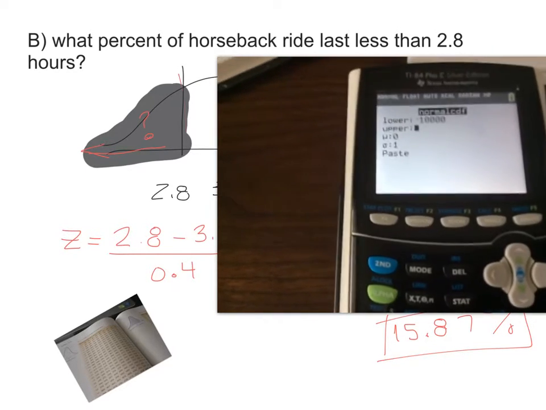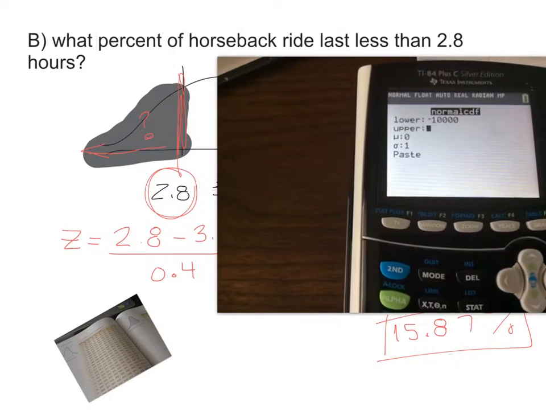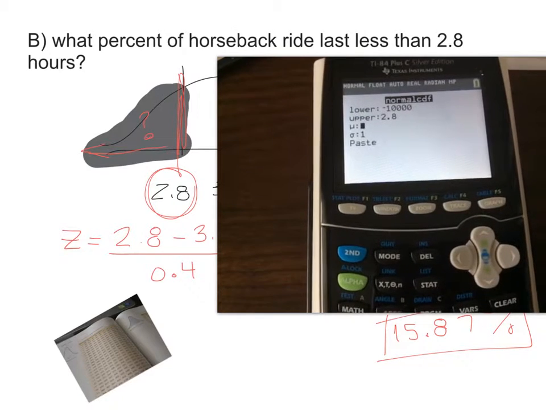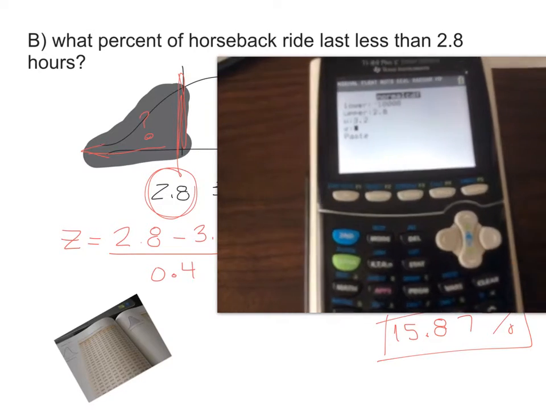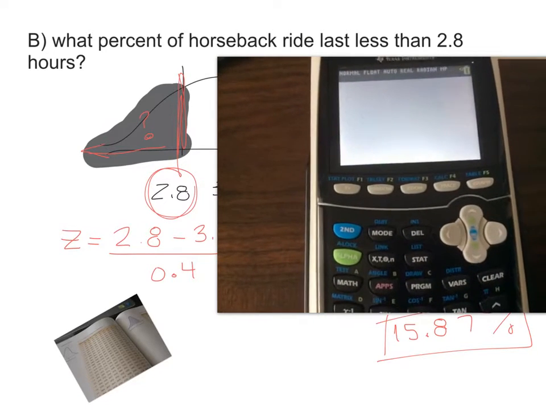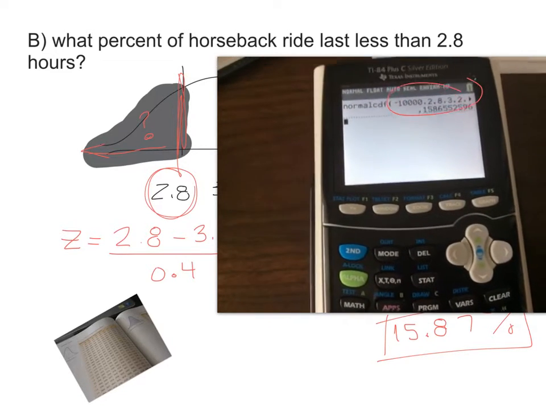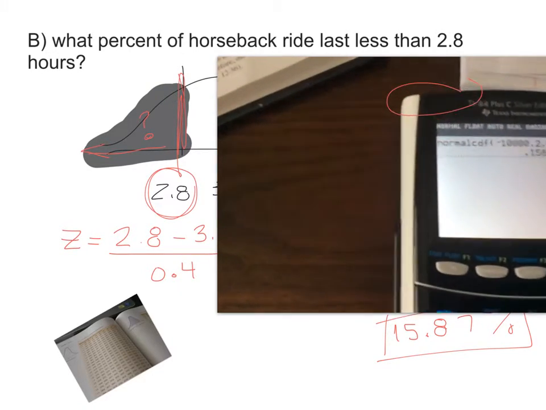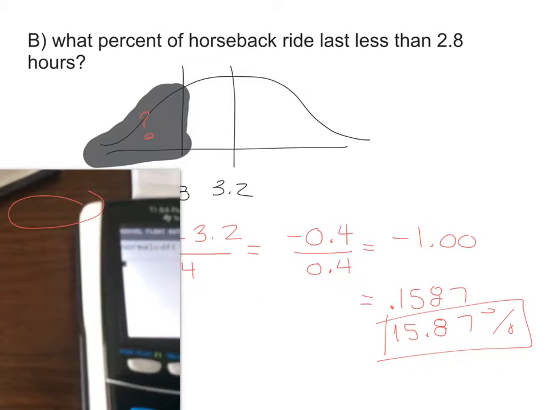Then it wants to know my upper bound. Your upper bound is where you wanted to stop your shaded region. We wanted to stop at 2.8. Then it wants to know your average. Your average in this problem was 3.2. And then it wants to know your sigma. Your sigma in this problem was 0.4. You can hit paste and enter. And notice it's going to tell you 0.15865. So if I rounded that, I would get my 0.1587.